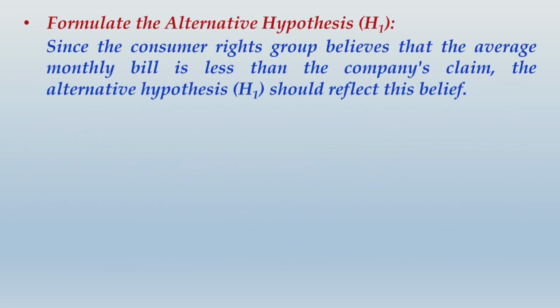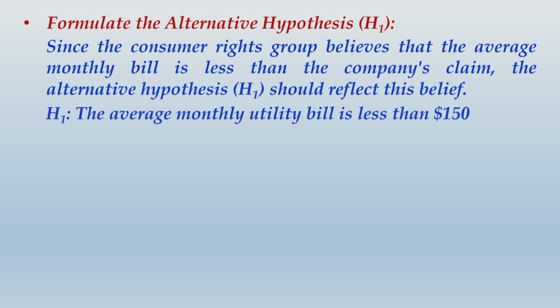Formulate the alternate hypothesis. Since the consumer rights group believes that the average monthly bill is less than the company's claim, the alternative hypothesis H1 should reflect this belief. H1 states that the average monthly utility bill is less than $150. So H1 states mu less than $150.